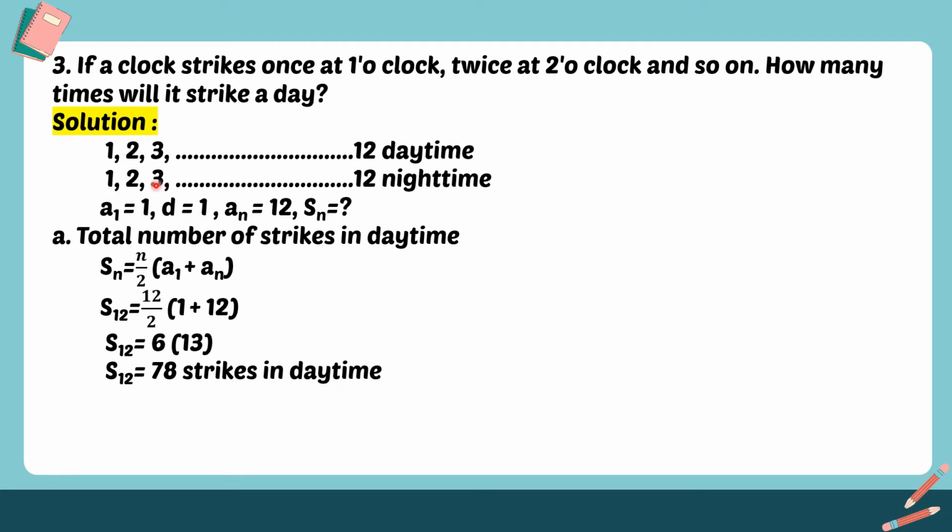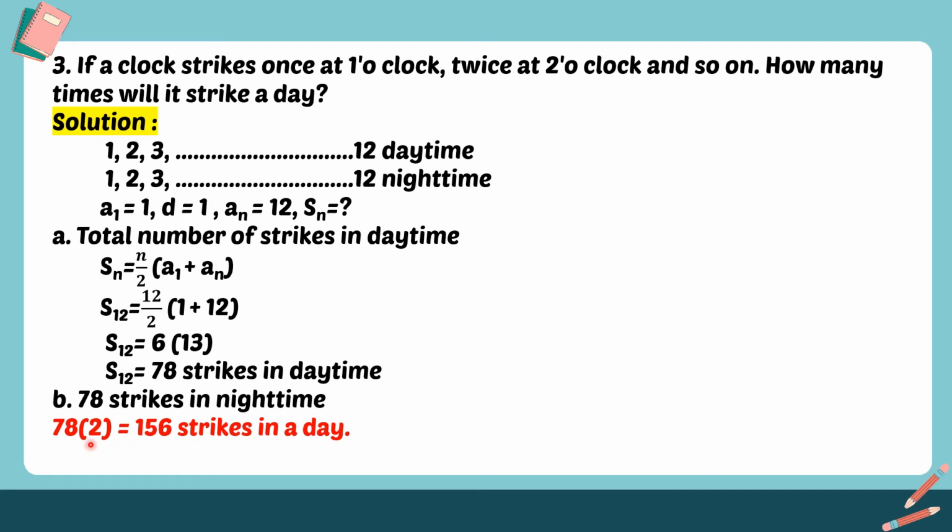And then, syempre, same lang naman sa nighttime. We can conclude that we have also 78 strikes in the nighttime. So, ibig sabihin, ita-times lang natin sa dalawa yung 78. That is equal to 156 strikes in a day. Kasi nga, meron tayong 78 sa daytime, 78 sa nighttime. It means, sa isang araw or isang day, ang clock na ito ay mag-i-strikes in 156 strikes.